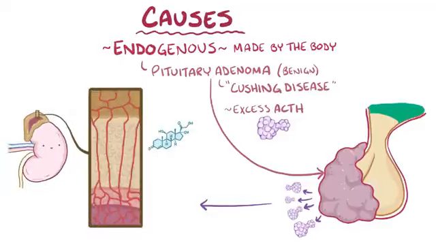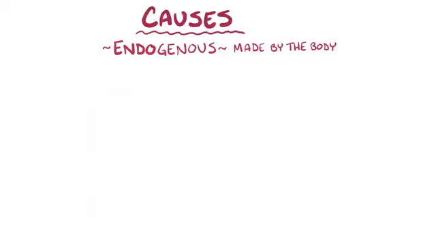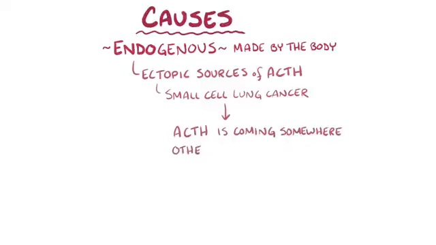The excess ACTH overstimulates the zona fasciculata of both adrenal glands, which grow larger and secrete excess cortisol. Apart from pituitary adenomas, there are ectopic sources of ACTH, like small cell lung cancer. And in these cases, the excess ACTH is coming from somewhere other than the pituitary.